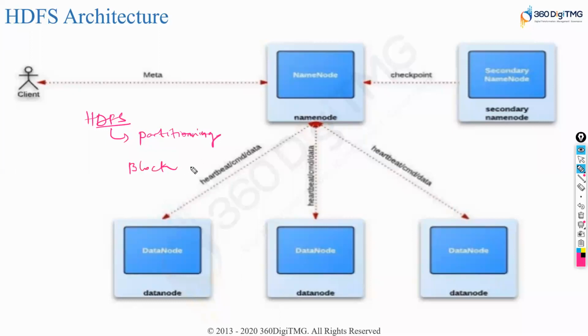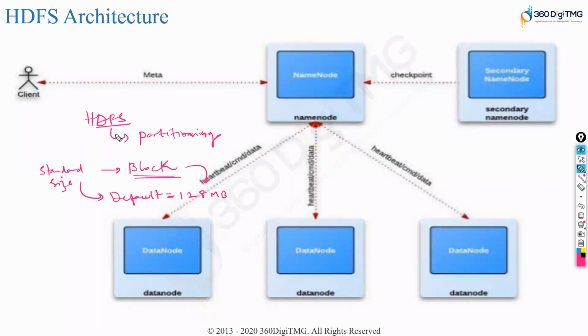Each partition is called a block. And each partition, or each block, will have a fixed or standard size. What is the default size? 128 MB. I will be repeating this question 100 times if required, but make sure you memorize it. Put it in your brains that block size is fixed and the default is 128 MB.